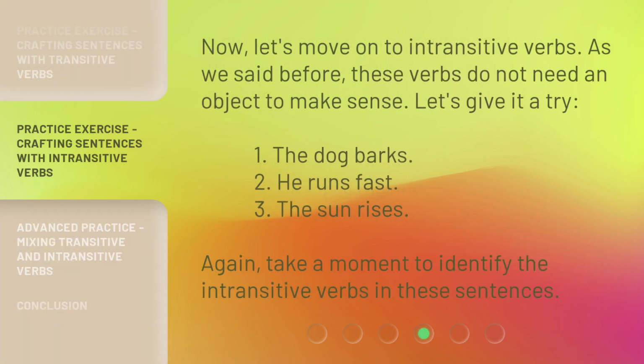Now, let's move on to intransitive verbs. As we said before, these verbs do not need an object to make sense. Let's give it a try. 1. The dog barks. 2. He runs fast. 3. The sun rises. Again, take a moment to identify the intransitive verbs in these sentences.